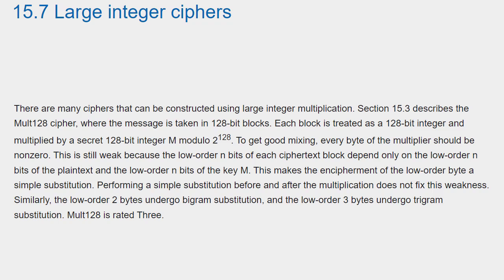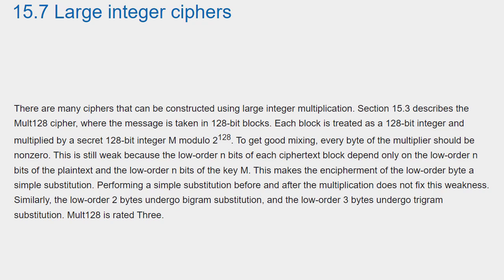This is still weak because the low-order n bits of each ciphertext block depend only on the low-order n bits of the plaintext and the low-order n bits of the key m. This makes the encipherment of the low-order byte a simple substitution. Performing a simple substitution before and after the multiplication does not fix this weakness. Similarly, the low-order 2 bytes undergo bigram substitution, and the low-order 3 bytes undergo trigram substitution.